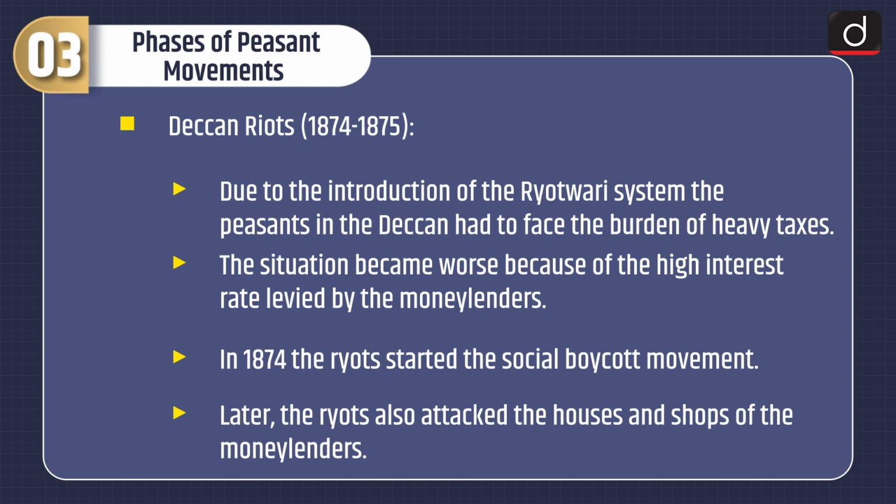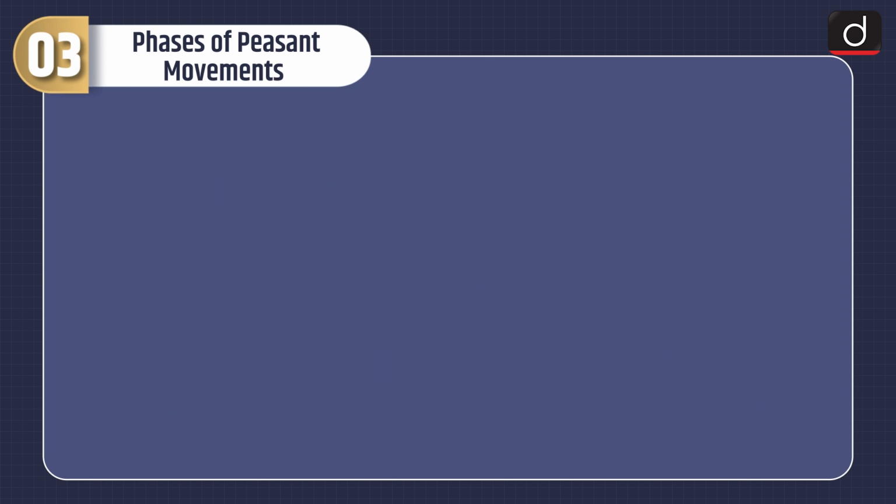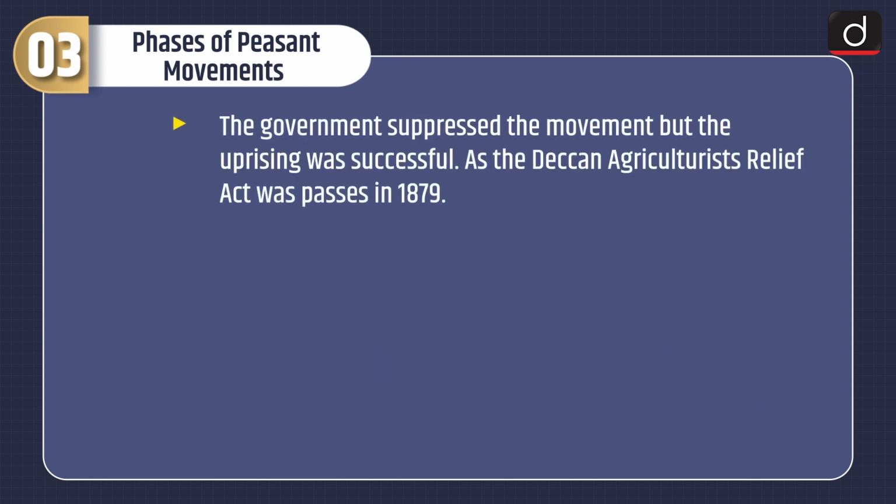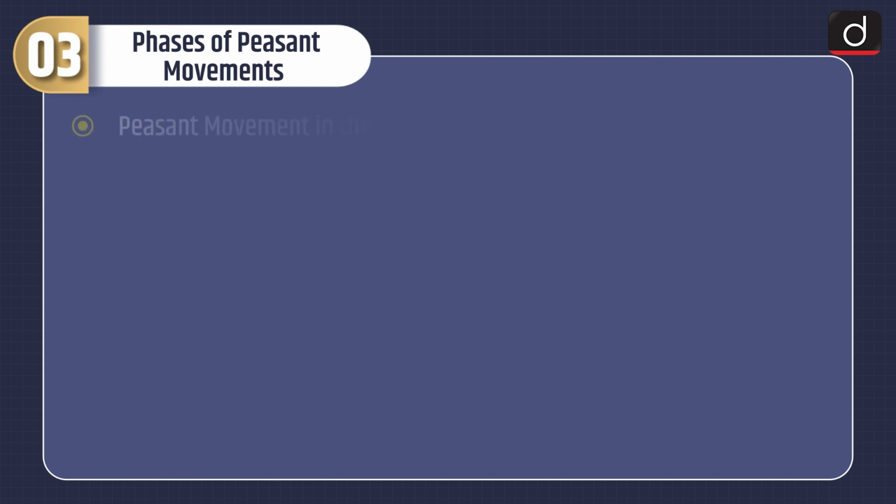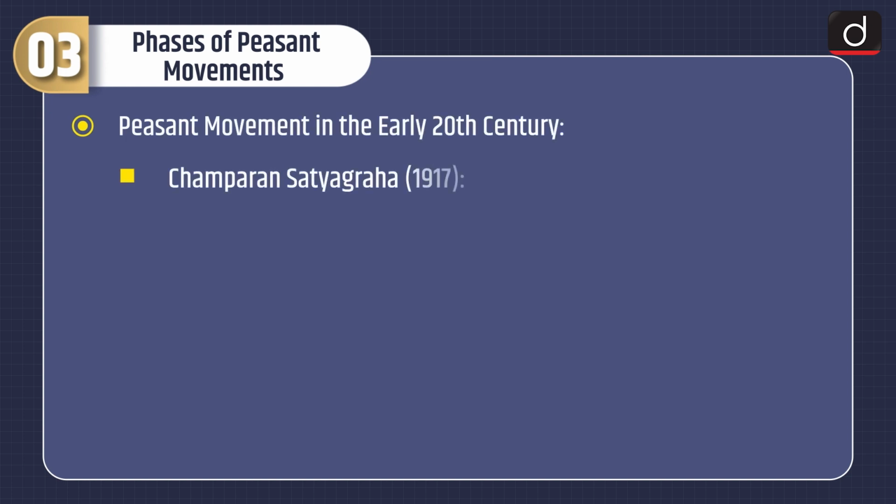Later, the riots also attacked the houses and shops of the moneylenders. The government suppressed the movement, but the uprising was successful, as the Deccan Agriculturist Relief Act was passed in 1879. Now, peasant movements in the early 20th century.